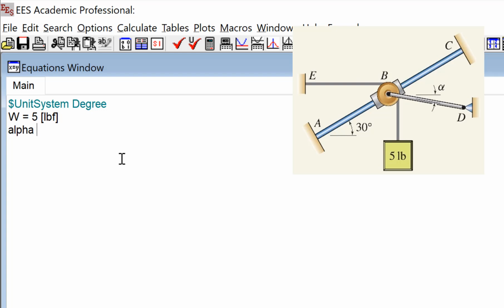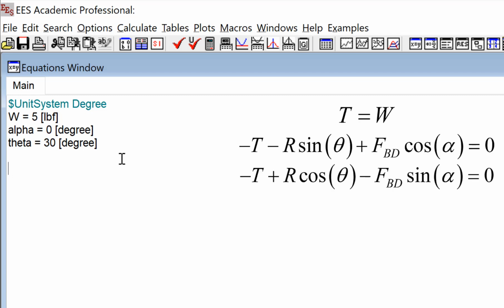Alpha is the angle of that bar, and we're going to vary it eventually, but for now it's 0 degrees. And then theta is the angle of the bar relative to horizontal, and that's 30 degrees. So those are my inputs. And then I have these three equations, right?